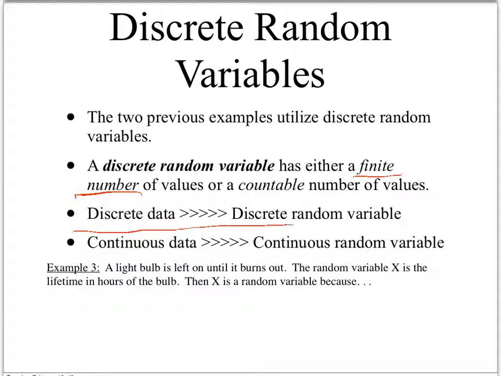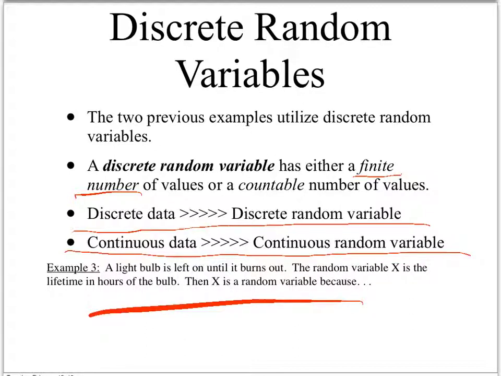Discrete data gives rise to a discrete random variable, and continuous data gives rise to a continuous random variable. This third example deals with continuous data because the bulb can burn out at any time. It's not constrained to just a whole number of hours or minutes or whatever you're measuring in. So if the bulb could burn out at say 4 days, and then 5 hours, and then 3 minutes, not a whole number. You could express this as a number of days, if you will, but the idea is that the value can be anywhere on the line, not just falling at a whole number.